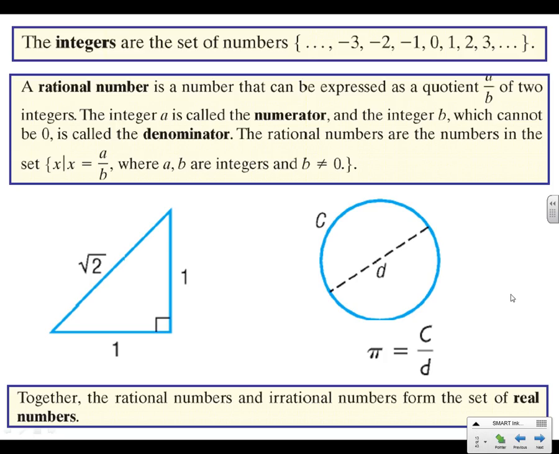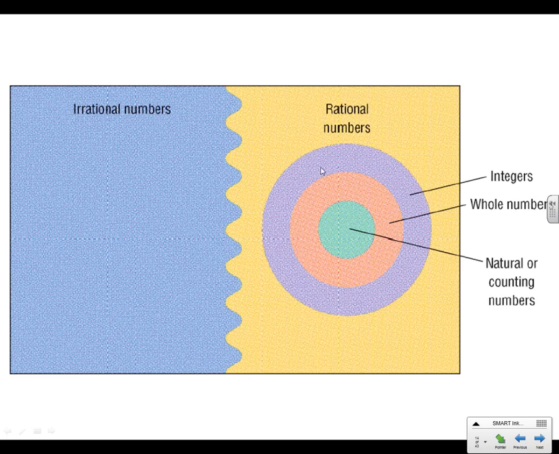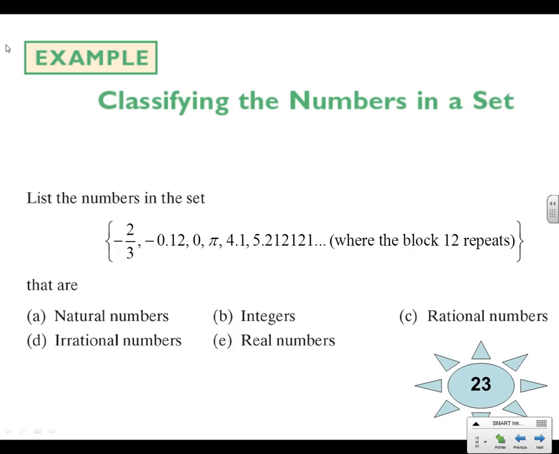All right, moving on. So we can see this here. Natural or counting numbers, that's 1, 2, 3. Whole numbers adds in the 0. Integers adds in the negative. Rational adds in the decimals. Irrational adds in the non-repeating and non-ending decimals. Should be a review from algebra for us. All right, so let's classify these numbers in here.